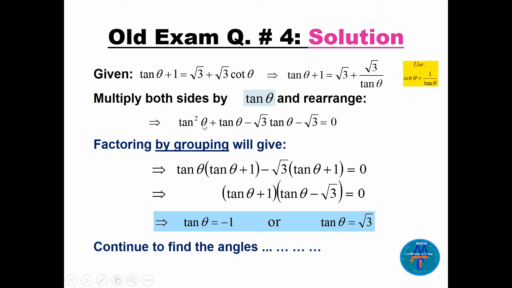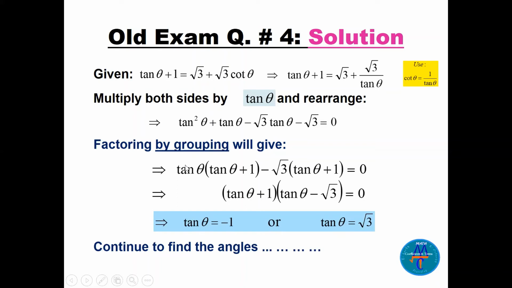Okay, tan of theta multiplied by the first one, again, tan squared of theta, plus tan of theta here, minus, bring this on the other side, minus square root of 3 tan of theta, minus square root of 3 only, because there is over tan of theta, it will be cancelled. Just make sure you understand the multiplication. Now we have 4 terms. We can use factoring by grouping.